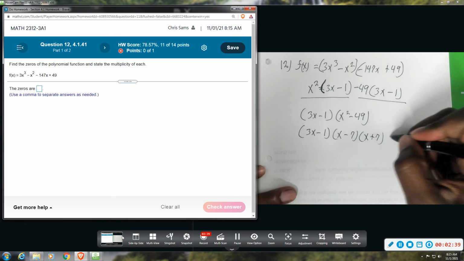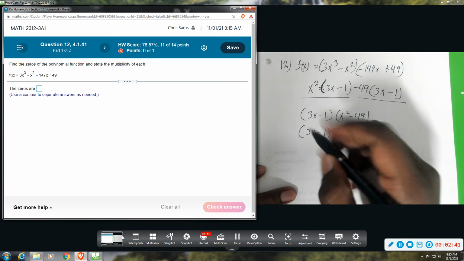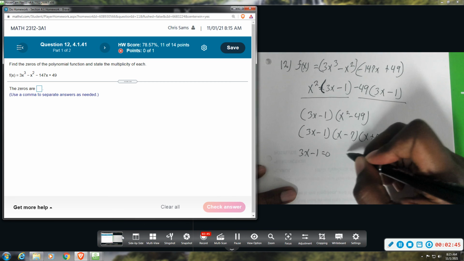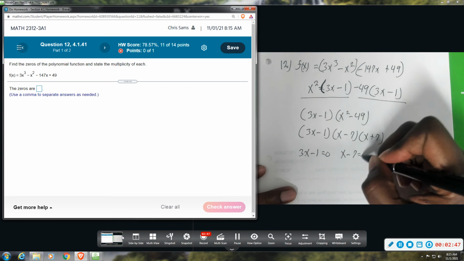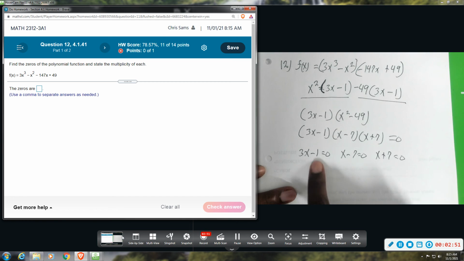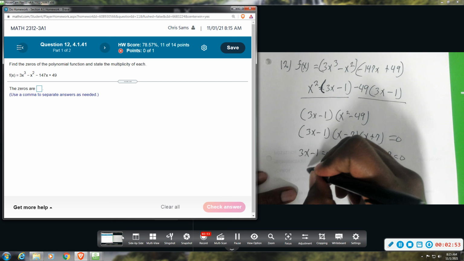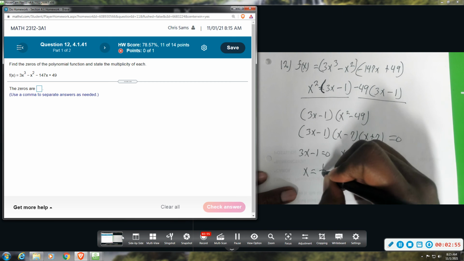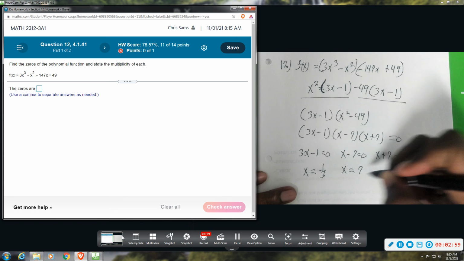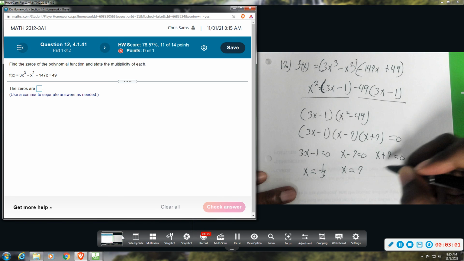All right, I'm going to set all of these equal to 0 and solve. So we're going to add 1 and then divide by 3, so we get x equals 1/3. We're going to add 7, so that gives us x equals 7. This time we would have to subtract 7, so we get x equals negative 7.